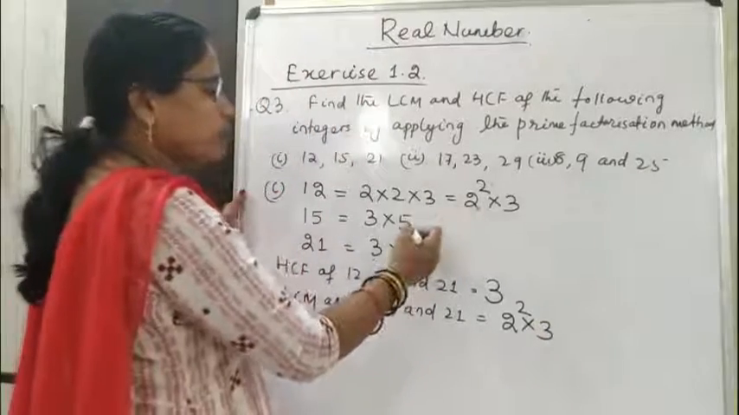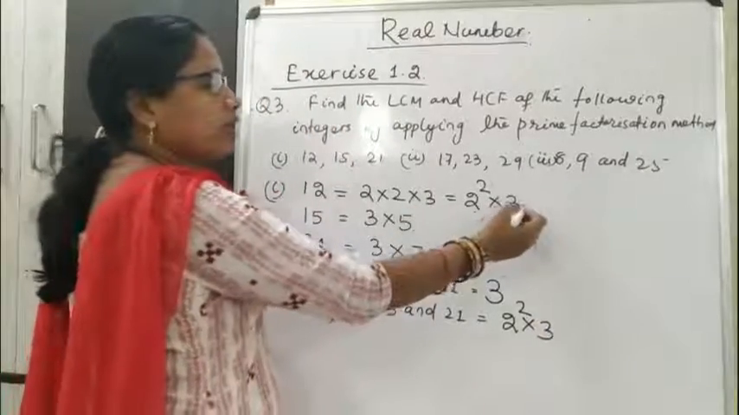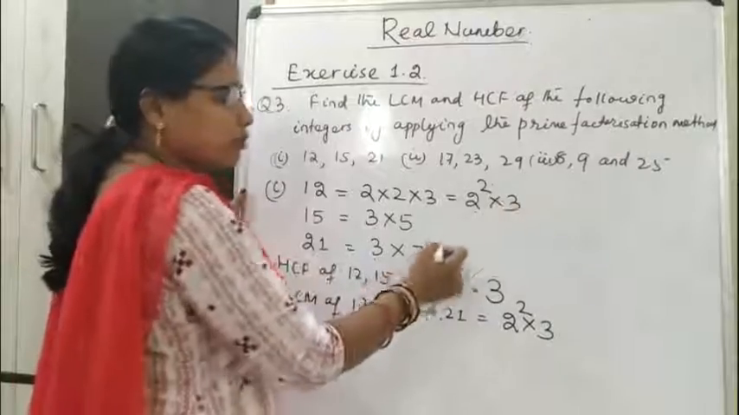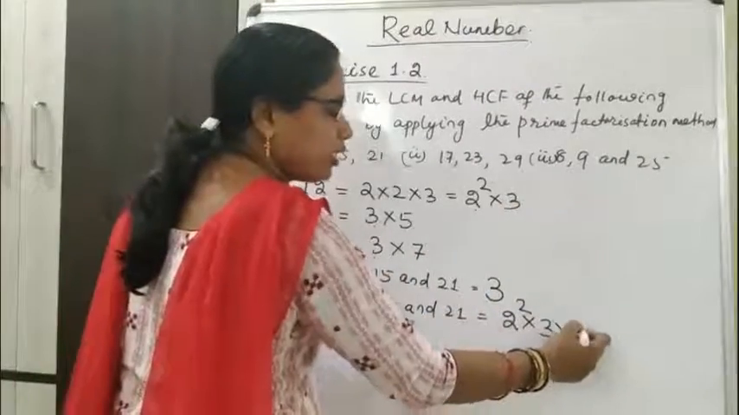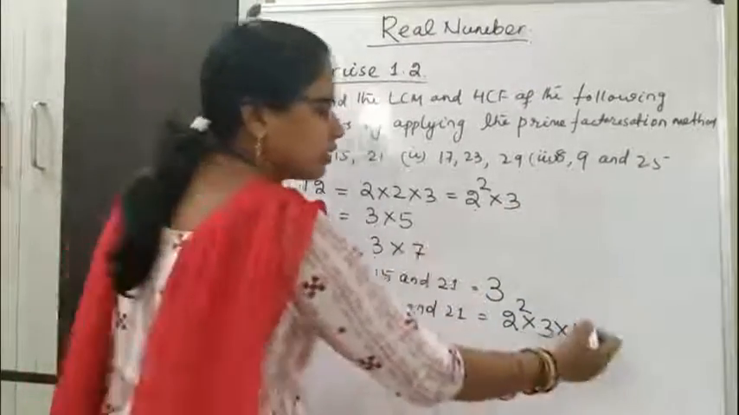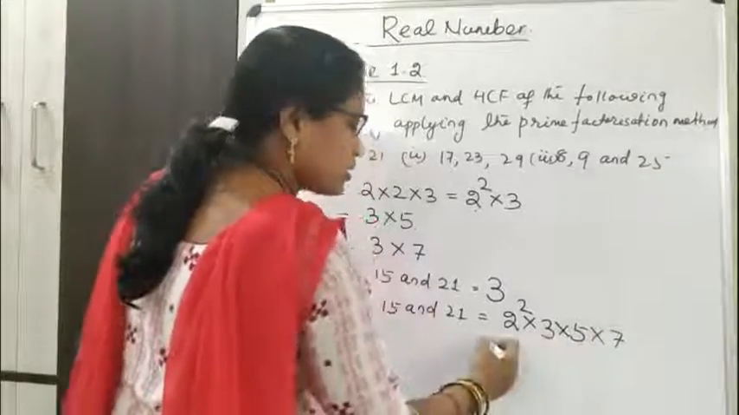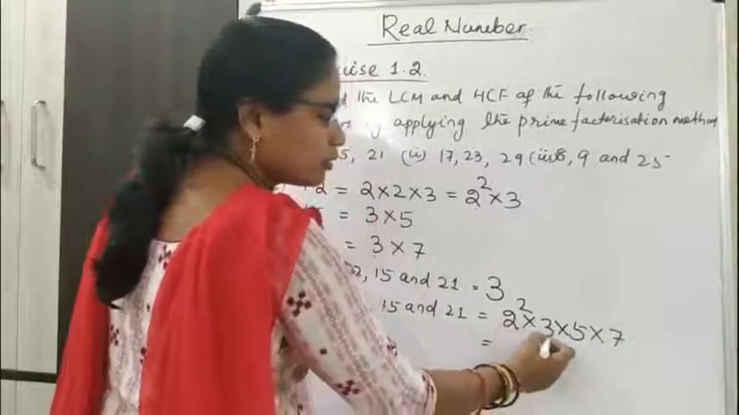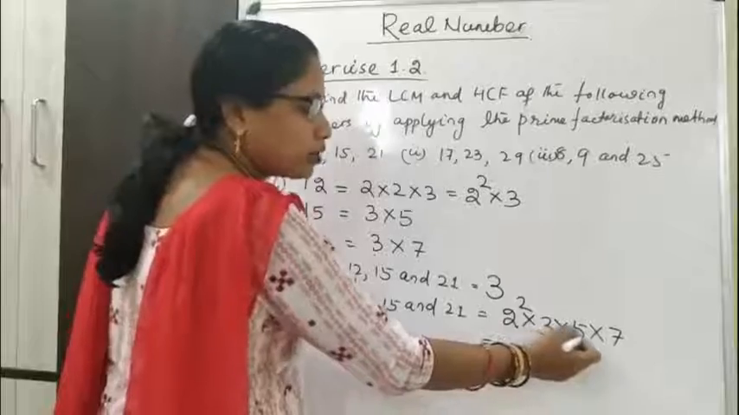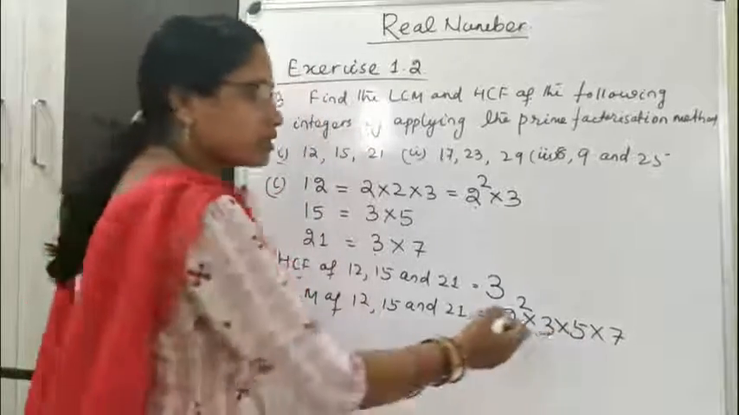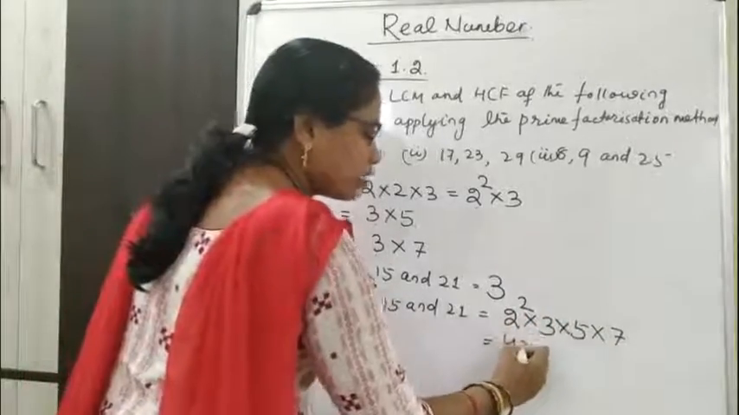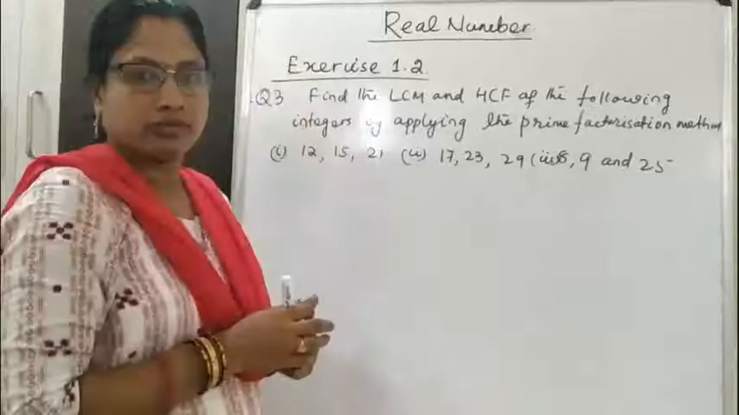Here 5 is present, 5 to the power 1; here 5 to the power 0, and here 5 to the power 0. So we have to take 5. Then 7. So the LCM is equal to 4 into 3, that is 12, 12 into 5, that is 60, into 7, that is 420.